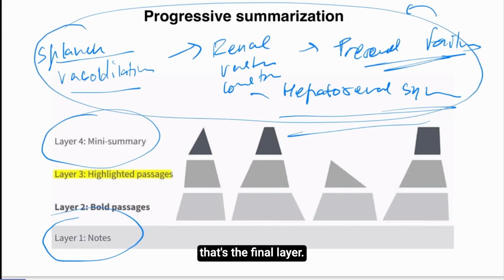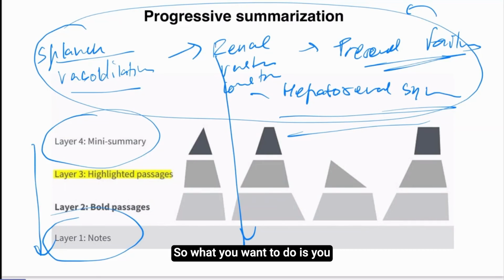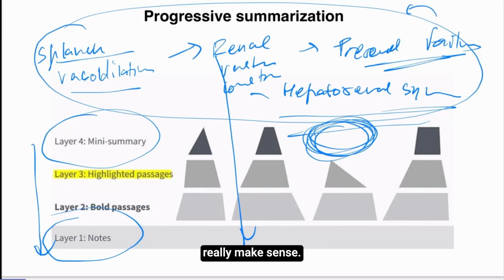That's the final layer. And let's say you want to get deeper into hepatorenal syndrome. You lack understanding. You want to go back and understand it further. You can go back from level 4 to level 1. So what you want to do is you want to concise everything down, and wherever you think you're lacking understanding, that equation doesn't really make sense, you want to use this layer and go back down into layer 1, which is notes. And this is the best framework for learning that I have discovered till now.